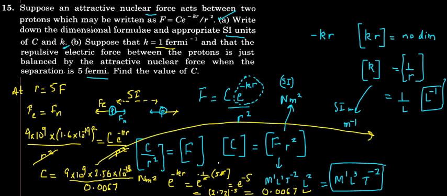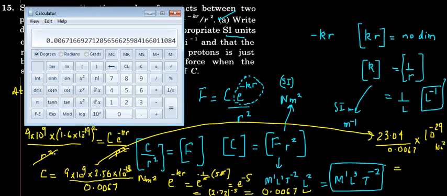So once we solve this, this is 23.04 divided by 0.0067 times 10 to the power of minus 9 minus 38 minus 29 Newton meter square. So let's solve this here in a calculator.